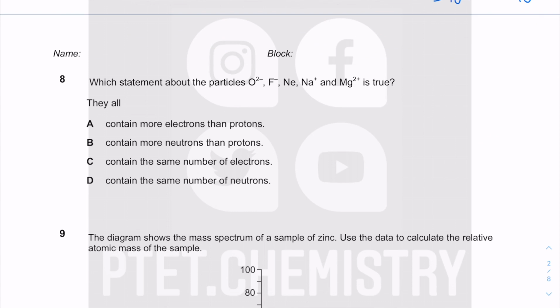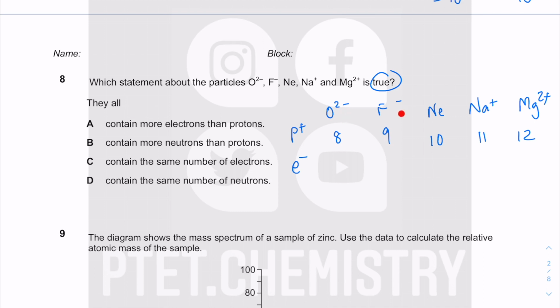Question 8. Which statement about this particle is true? If I just very quickly show you the protons, electrons and neutrons table. These are elements number 8, 9, 10, 11 and 12. If you think about the electrons, this has gained 2 electrons, this has gained 1 electron, and this hasn't gained anything, so it's still an atom. So an atom is the easy bit.